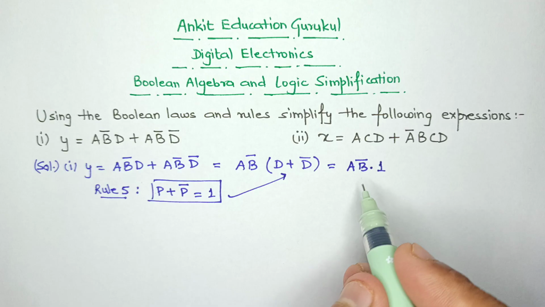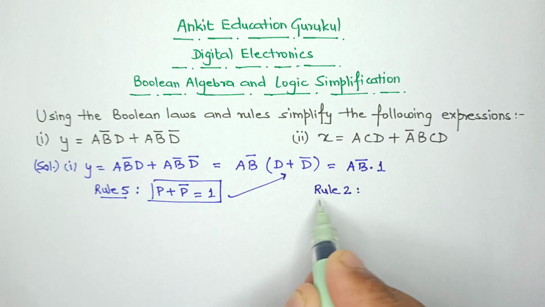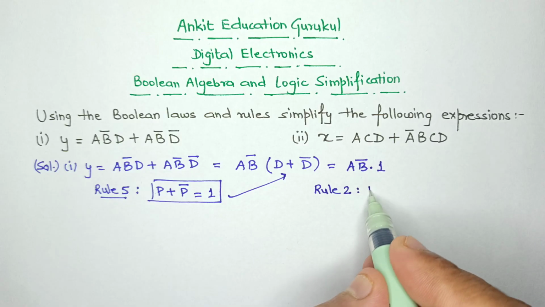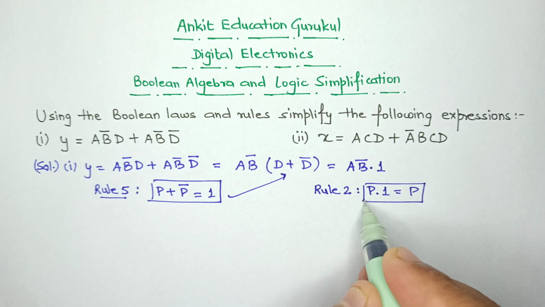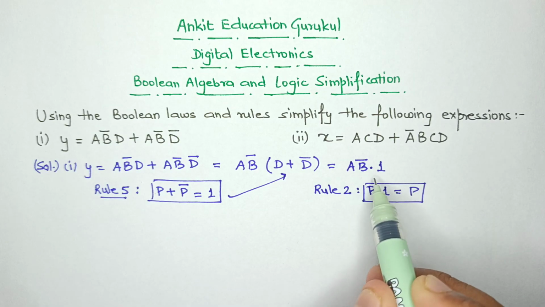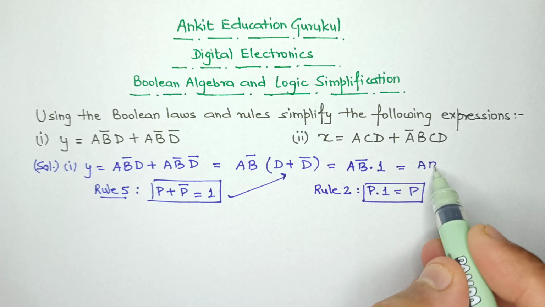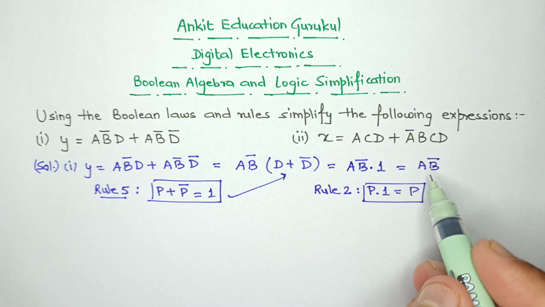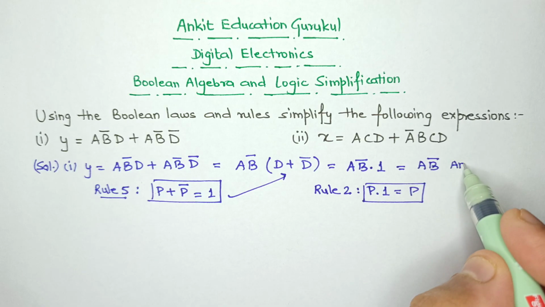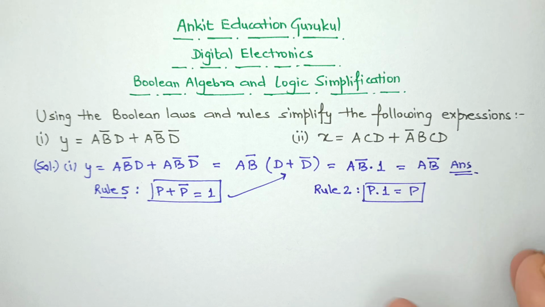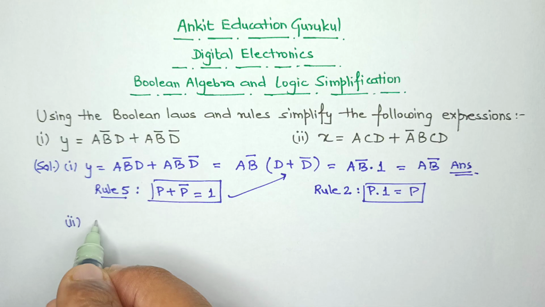Now another rule of Boolean algebra, rule number 2, says that if you multiply any variable with 1, you always get the same variable as the answer. So AB' multiplied by 1 is equal to AB'. Since no further calculation is possible, this is the simplified answer for this part of the question. Now in the second question we have a slightly different term.